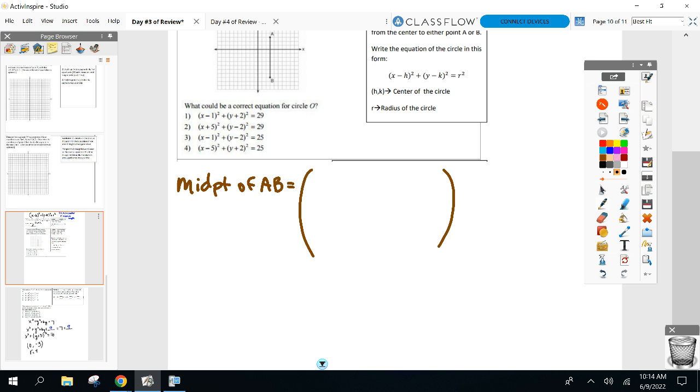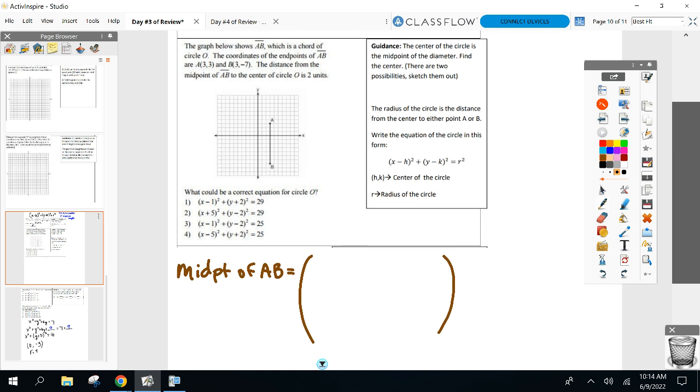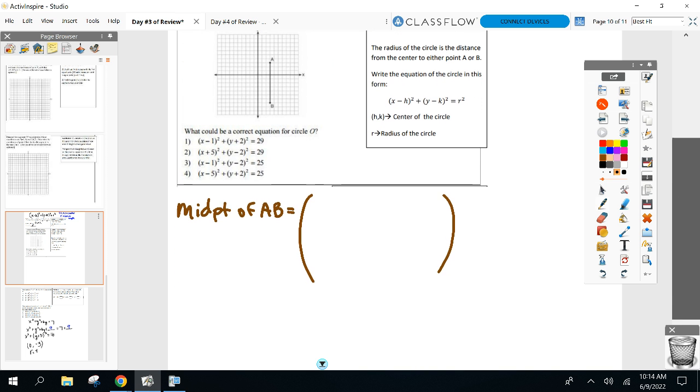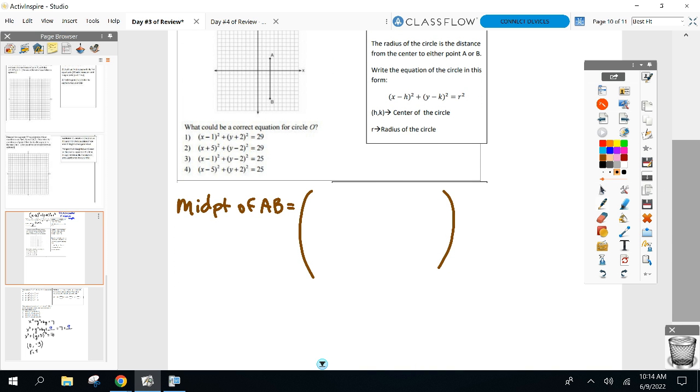It should be right on the first page, I believe. It's grouped with distance and slope. Everyone see it? You're going to add your x's and divide by 2. And you're going to take your y coordinates of A and B, add them and divide by 2.